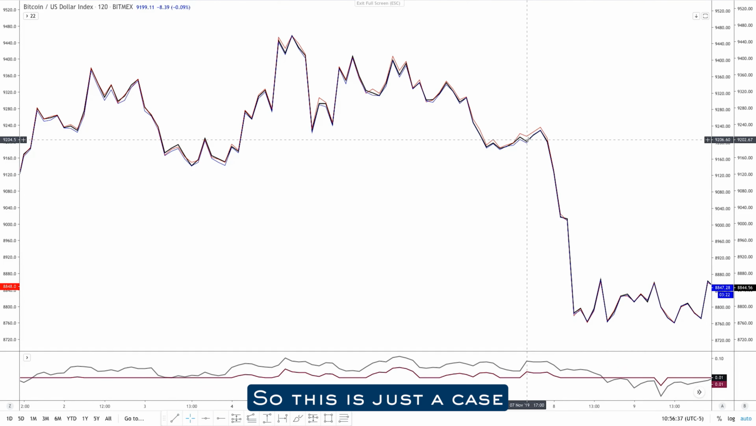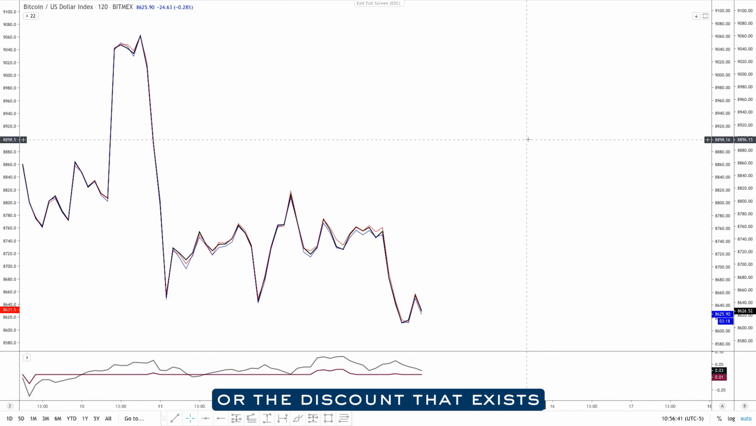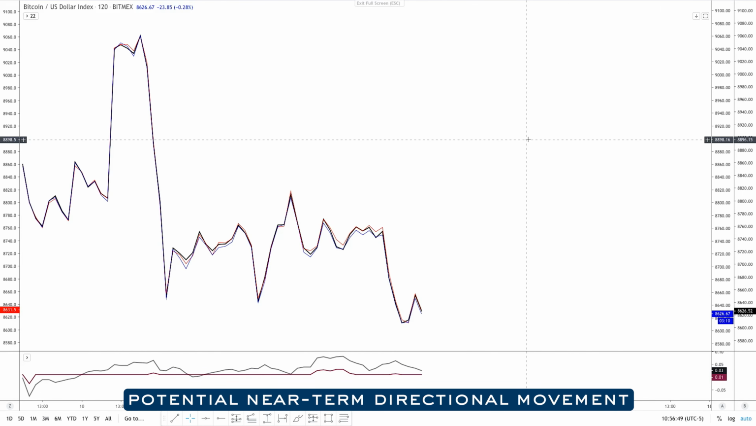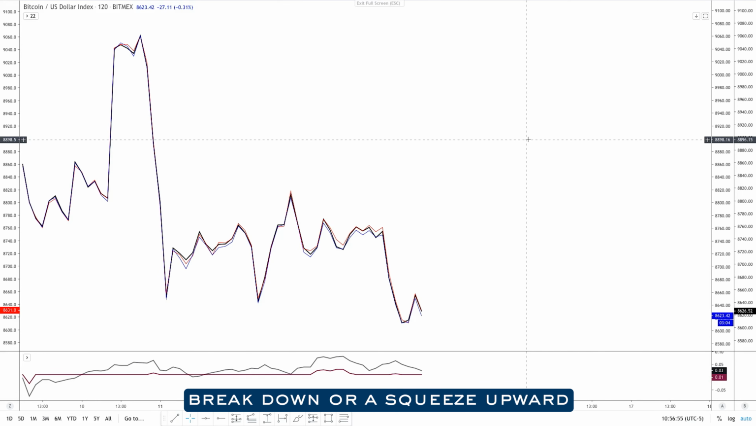So this is just a case of how we'll use the premium or the discount that exists between the spot price and the futures price as a way of substantiating a case for potential near-term directional movement. So whether or not we're talking about a breakdown or a squeeze upward.